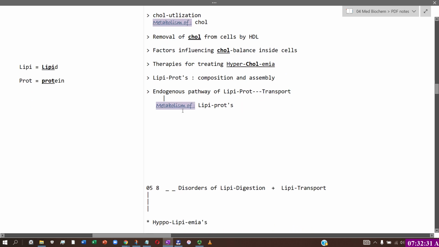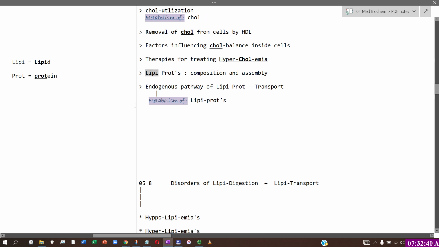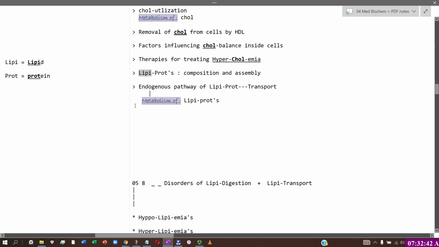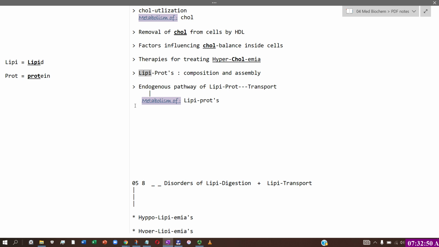Next is lipid proteins. So that's where these two words get combined, lipid proteins. So we talk about their composition and their assembly. Next is endogenous pathway of lipid protein transport, and under that same subtopic we talk about the metabolism of lipid proteins.